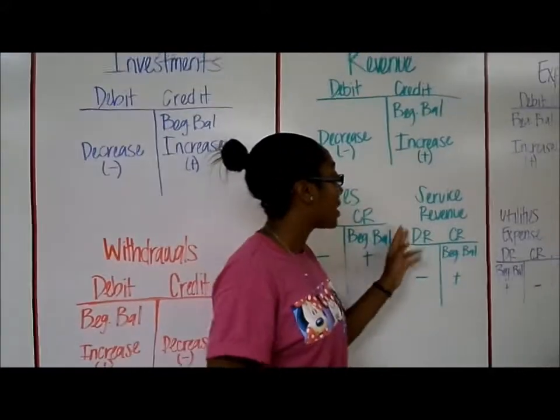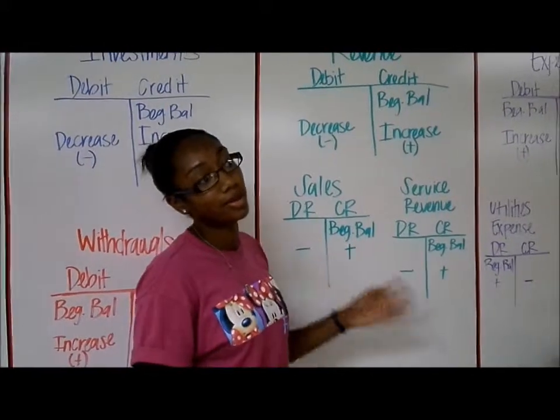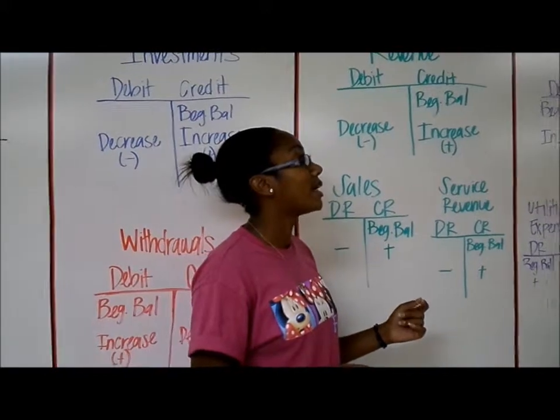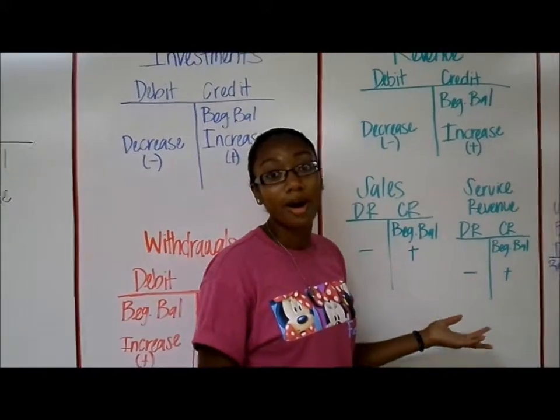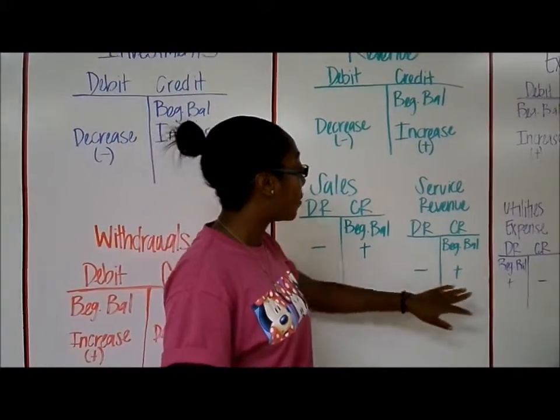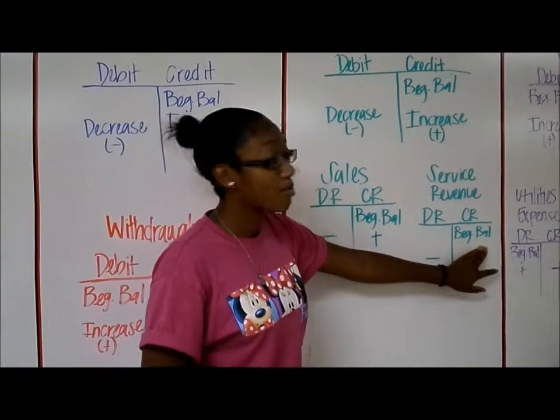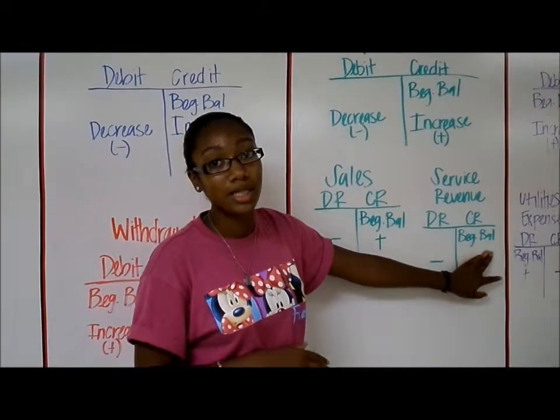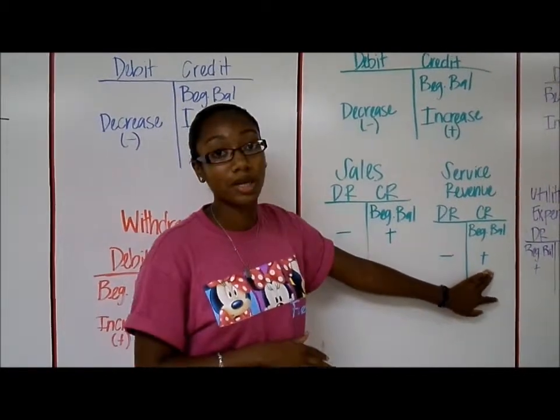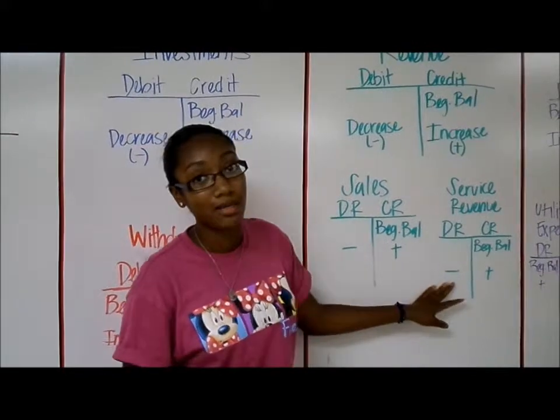Now the next example is service revenue. So this is if you have a business where you do service only. So let's say like a car wash or whatever, it'd be service. So for this one, the beginning balance is just the same. The beginning balance is going to be on the credit side of the T account, and the increase to service revenue would be a credit, and any decrease to service revenue is going to be a debit.